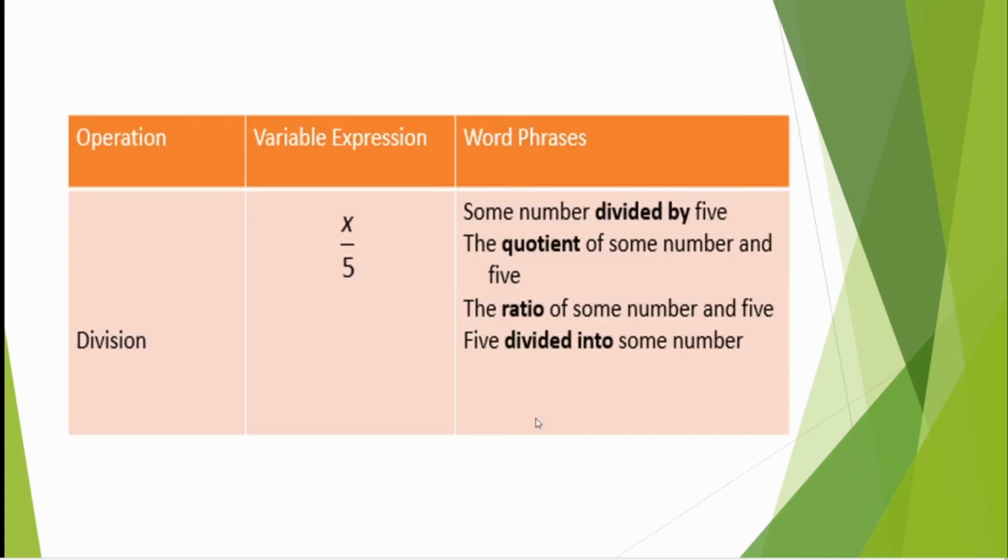For the division, we have x over 5. Some number divided by 5, or a number divided by 5. The quotient of some number and 5. The ratio of some number and 5, or the ratio of a number and 5, divided into a number.